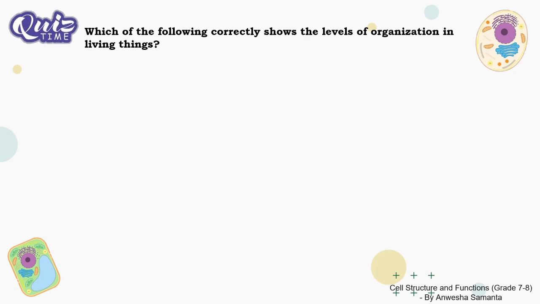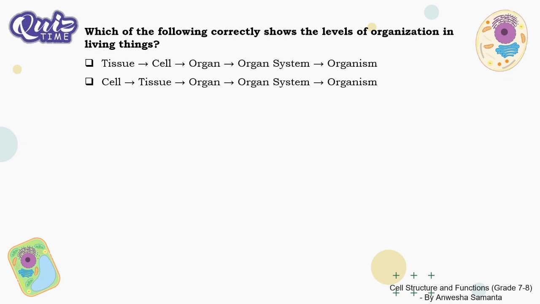Now, time for a quiz. So let's start with the first question. Which of the following shows the levels of organization in living things? Tissue, cell, organ, organ system, organism; cell, tissue, organ, organ system, organism; organism, organ system, organ, tissue, cell. The correct answer is cell, tissue, organ, organ system, organism.